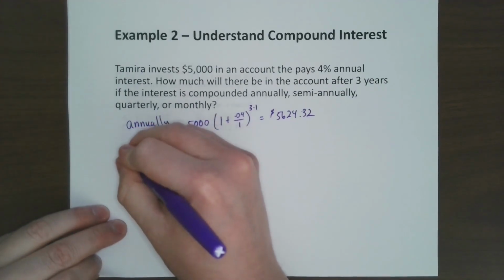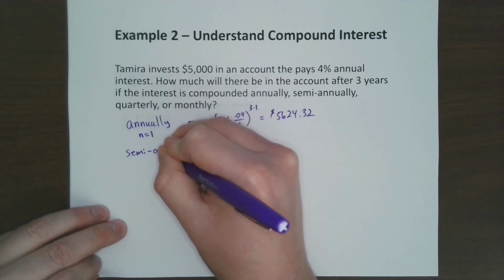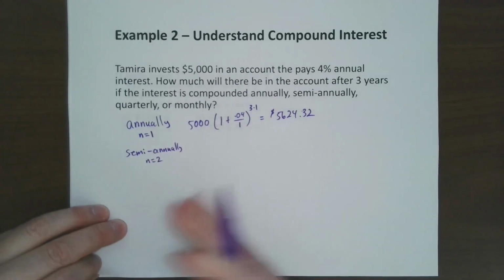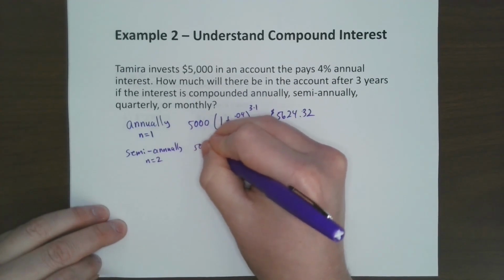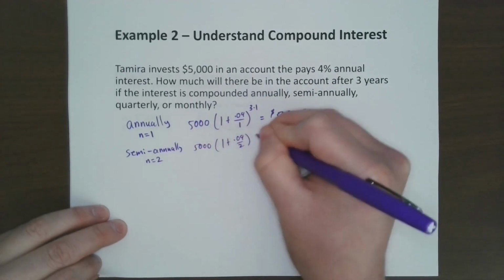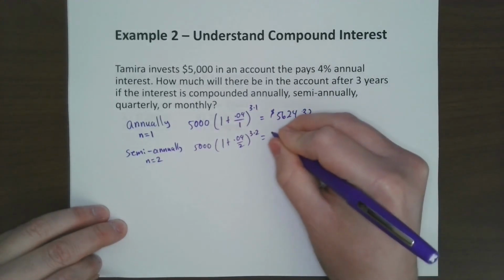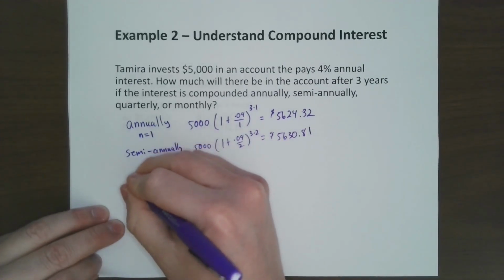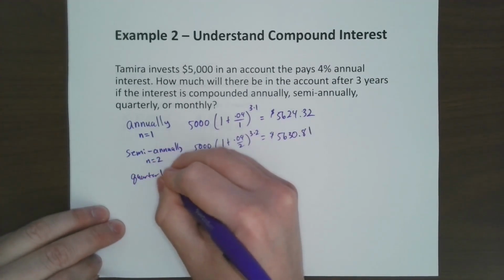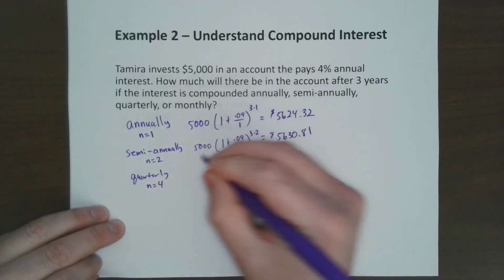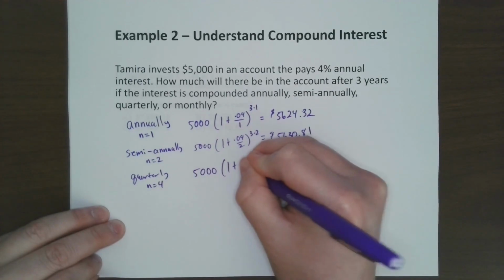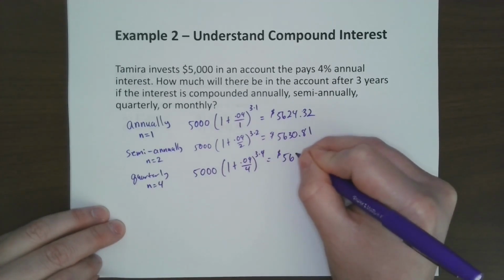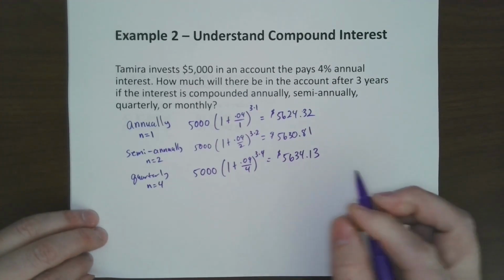So what about semi-annually? Semi-annually means half, so it's going to happen twice a year, every 6 months. So 5,000(1 + 0.04/2)^(3·2). Plug that in, you get $5,630.81. If we do it by quarters, which is how they run the fiscal calendar, how many quarters are in a year? Well, there are 4. So 5,000(1 + 0.04/4)^(3·4). We should get more: $5,634.13.